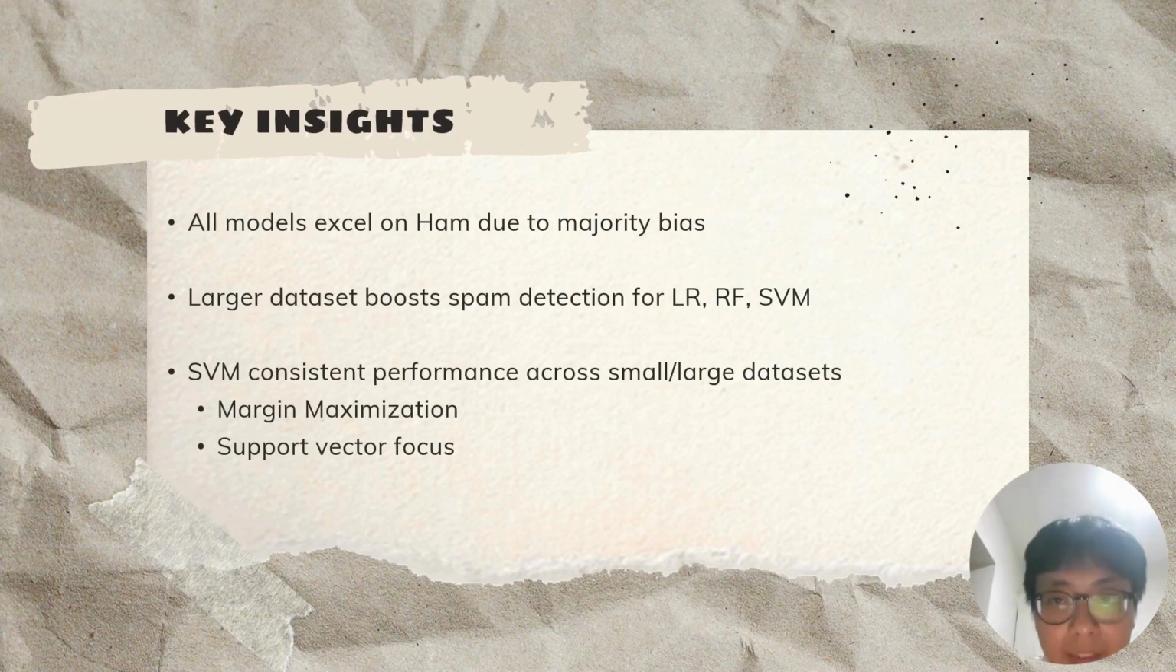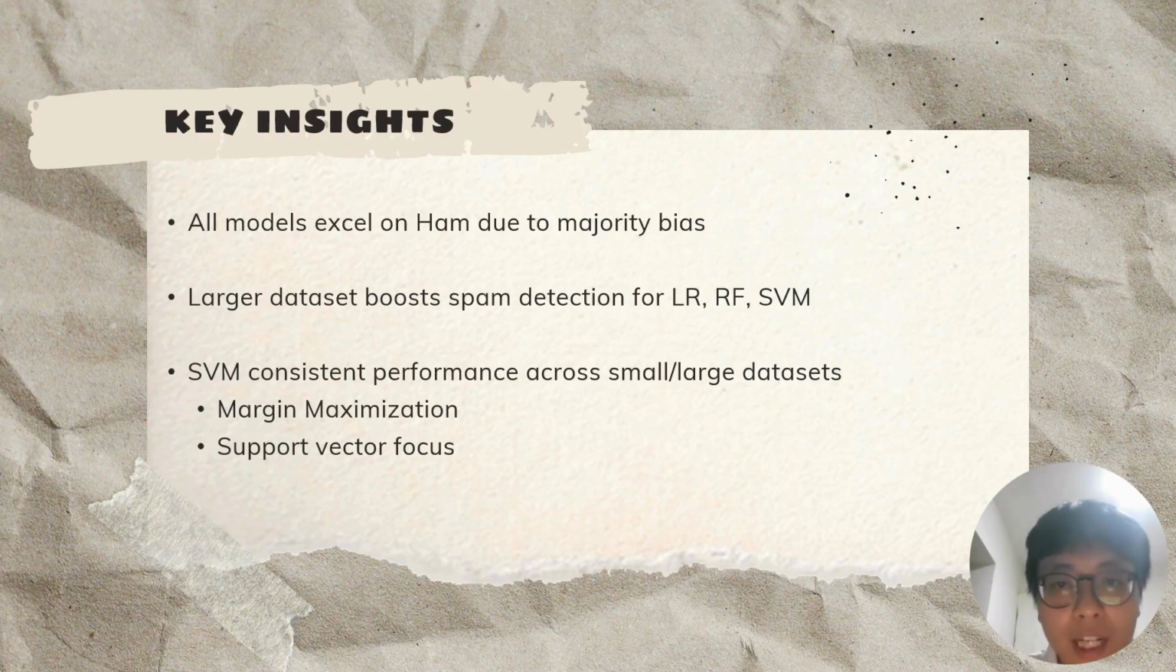These are the key insights gathered from the evaluation of the models. Firstly, all models excel on ham predictions. The F1 scores were over 0.99 in both scenarios because of the imbalanced distribution of ham and spam in both datasets. With ham dominating 83.4% in scenario 1 and 72.6% in scenario 2, the models can predict ham most of the time and still look accurate.